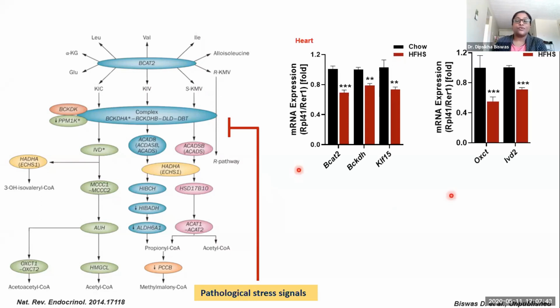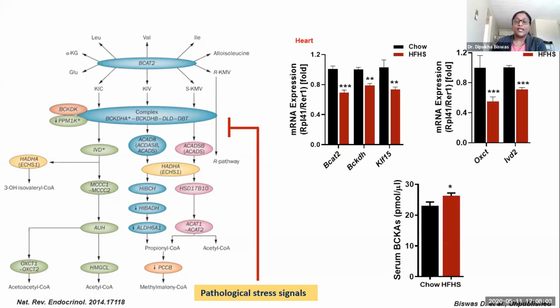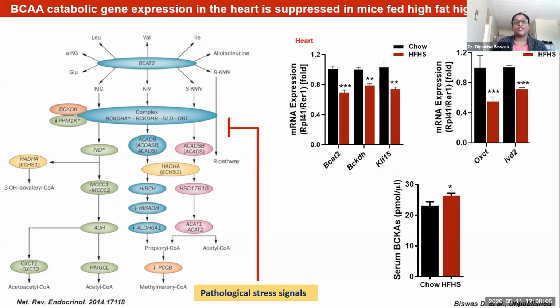Further, the high-fat, high-sucrose diet also resulted in a significant reduction in KLF15 levels in the obese heart, and KLF15 is an important transcription factor for this catabolic pathway. This reduced catabolic gene expression also resulted in increased serum branched-chain keto acid levels, suggesting that the BCAA catabolic gene expression in the heart can be suppressed in response to an obesogenic milieu.